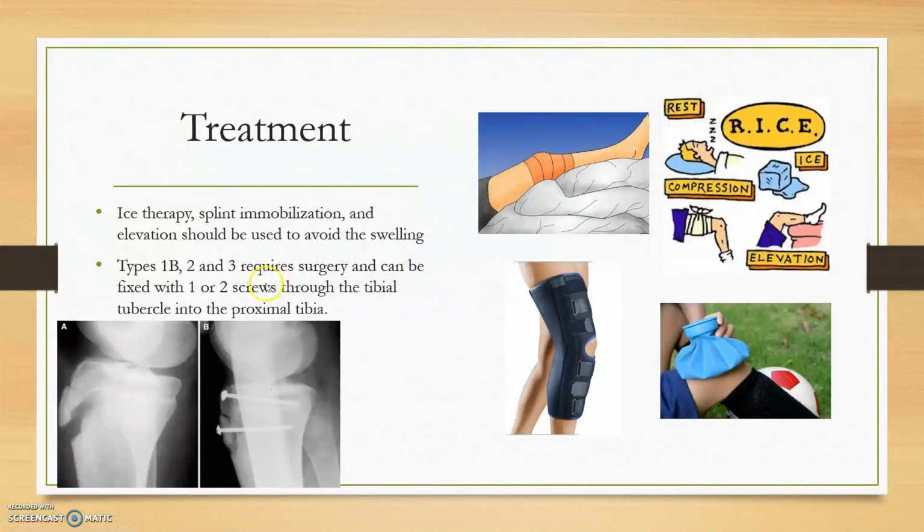RICE. But type 1B, 2, and 3 require surgery. So the doctor will open the wound up and try to fix it with screws, 1 or 2 screws probably, so that the tibial tubercle and this proximal tibia is screwed together so the bones heal quickly.